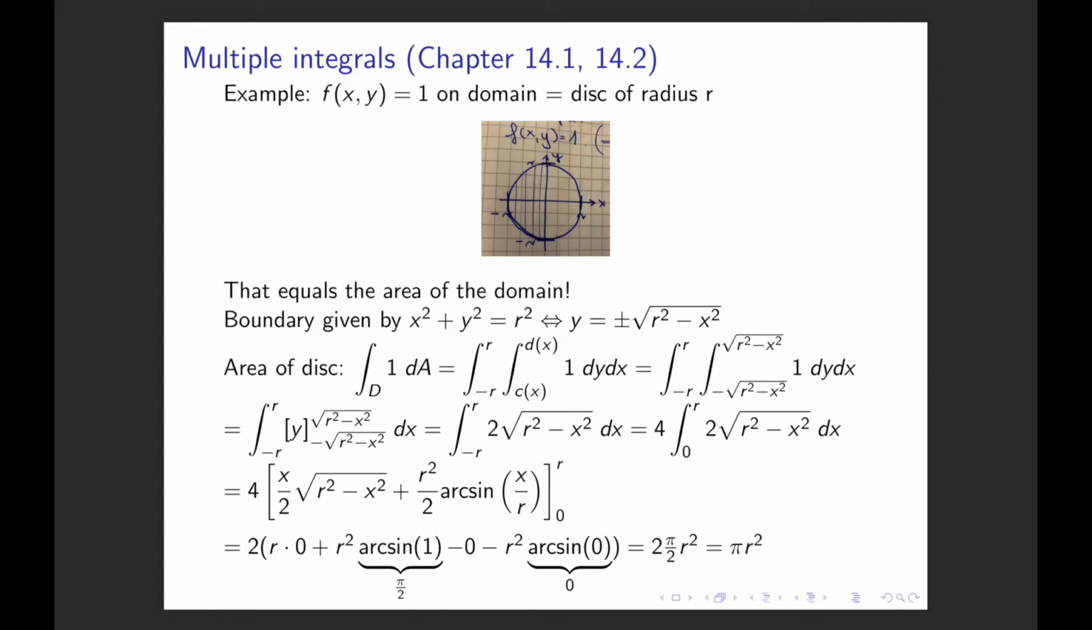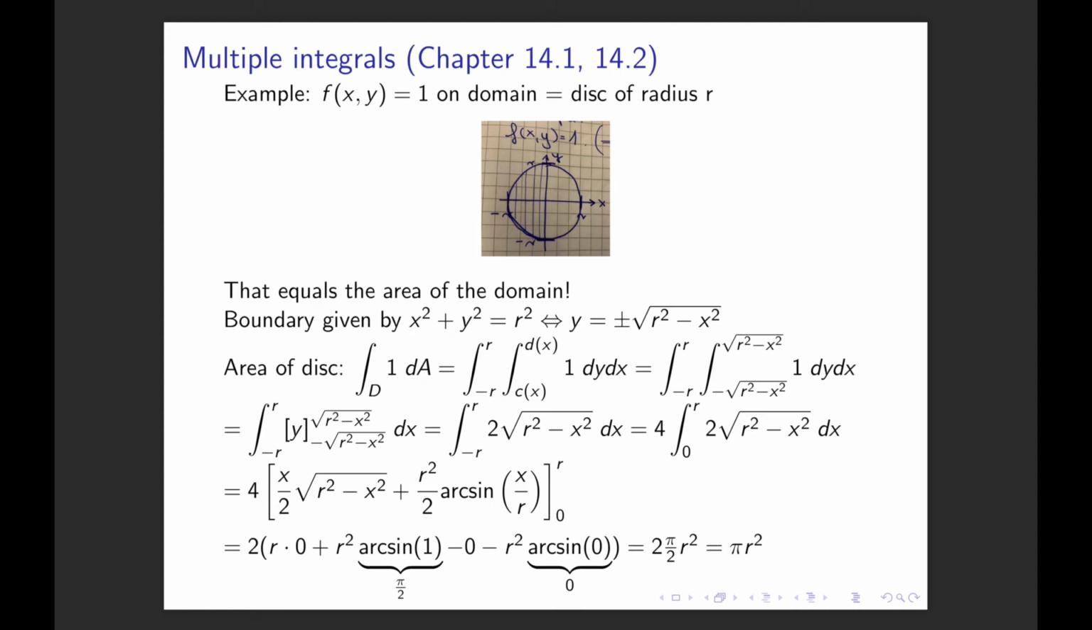So why is that pi half? At which value is the sine function 1? Well, the sine function is 1 in the domain that is closest to 0 at pi half. So if we do it backwards, which we have to do because the arcsine is the inverse function, we get pi half. And same for arcsine of 0: at which point is the sine 0? Well, at 0, so arcsine of 0 is 0. And then we get 2 pi half r squared, and that is pi r squared as we know.